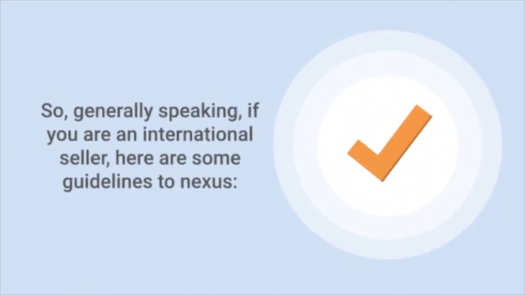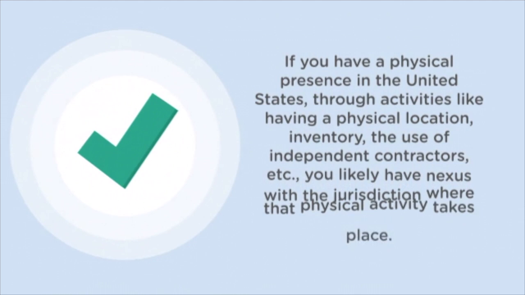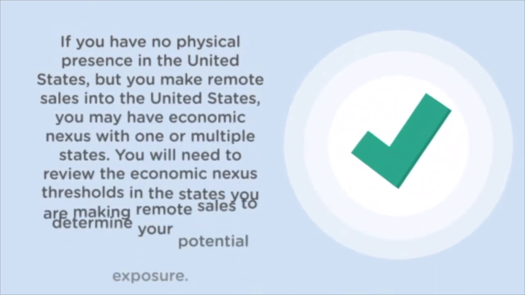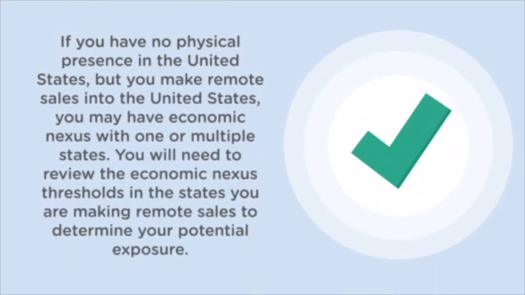So, generally speaking, if you are an international seller, here are some guidelines to nexus. If you have a physical presence in the United States through activities like having a physical location, inventory, the use of an independent contractor, etc., you likely have nexus with the jurisdiction where the physical activity takes place. If you have no physical presence in the United States, but you make remote sales into the United States, you may have economic nexus with one or multiple states.